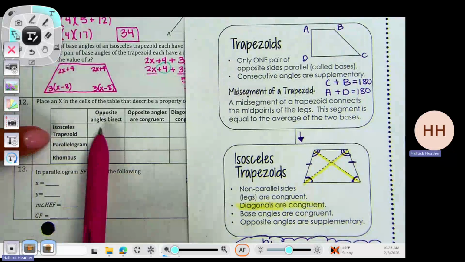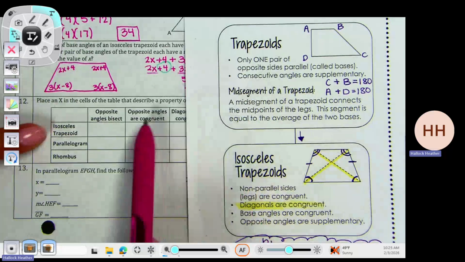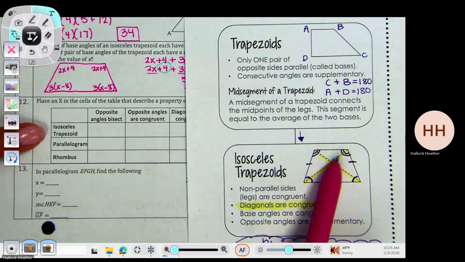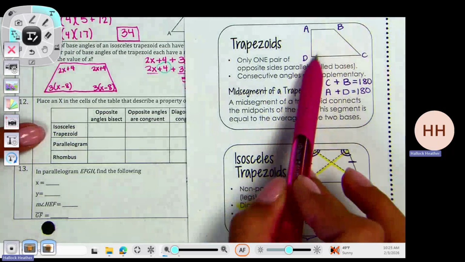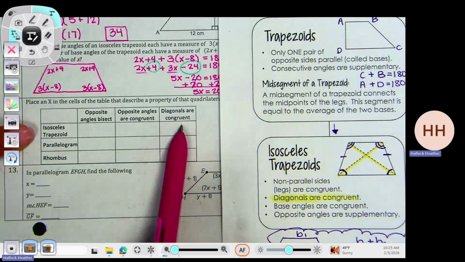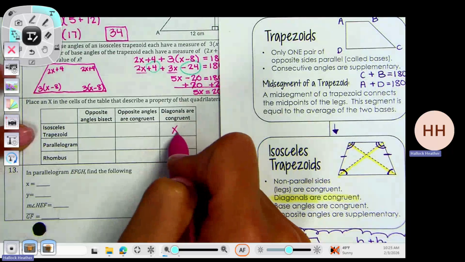It says opposite angles bisect. That is not true. Opposite angles do not bisect. Opposite angles are congruent. For isosceles, that is not true. For a trapezoid, that is not true. Diagonals are congruent. That's the only one that's true. Your diagonals are the same length. They don't bisect, but they are the same length.